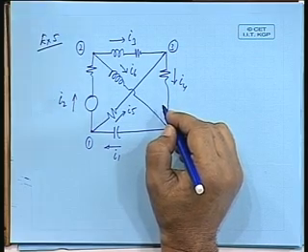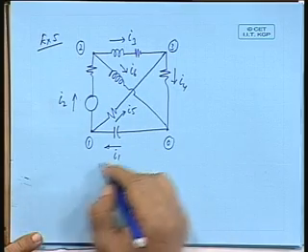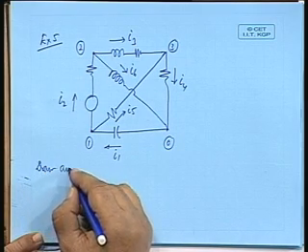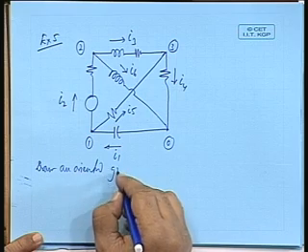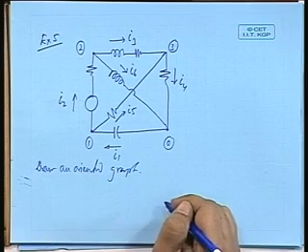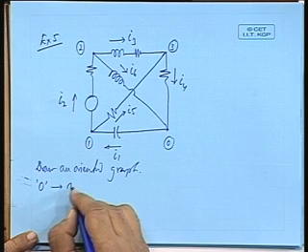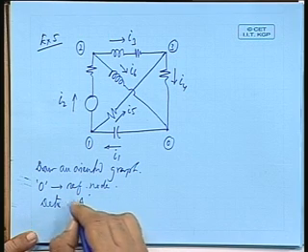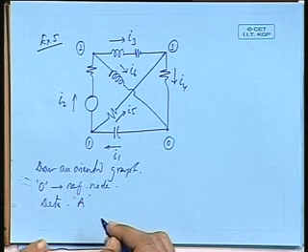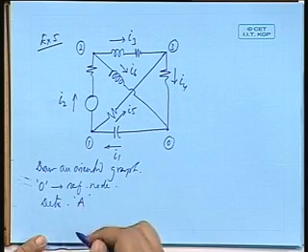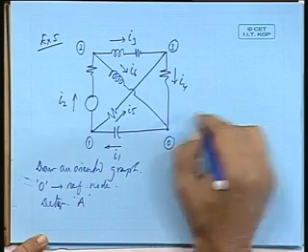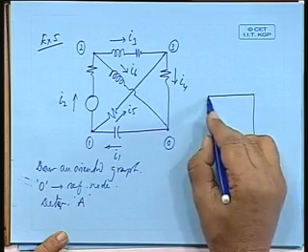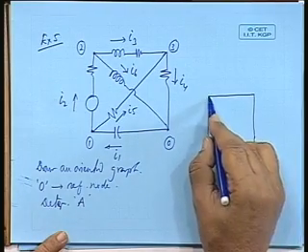You are asked to calculate, first of all, draw an oriented graph, and considering 0 as the reference node, determine matrix A. Okay. Considering 0 as the reference node, determine A. So, let us complete these parts first. So, I will draw the network graph like this.